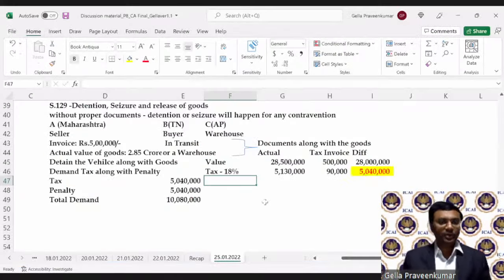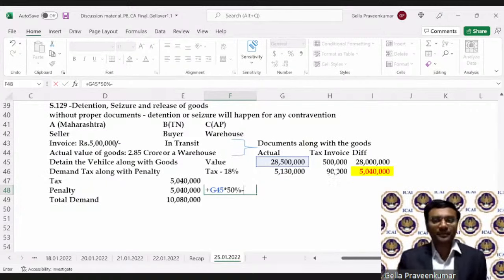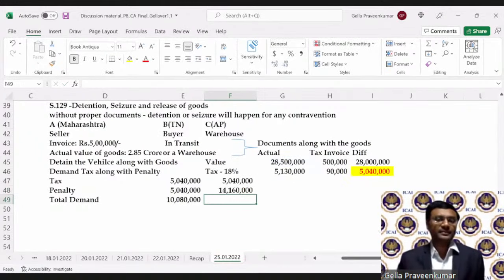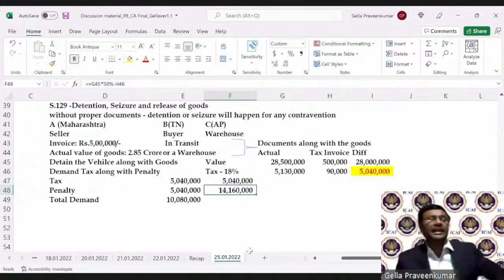alternatively, the owner who doesn't come forward. So tax will be 50,40,000. The penalty will be 50% of the value of the goods, 50% minus tax paid thereupon. Now here tax paid is only on 5 lakh. Sorry, on 5 lakh tax paid is 90,000. So this is the penalty which is going to be imposed. Look at the harsh way. 1,41,60,000 is the penalty if the owner of the goods doesn't come forward.